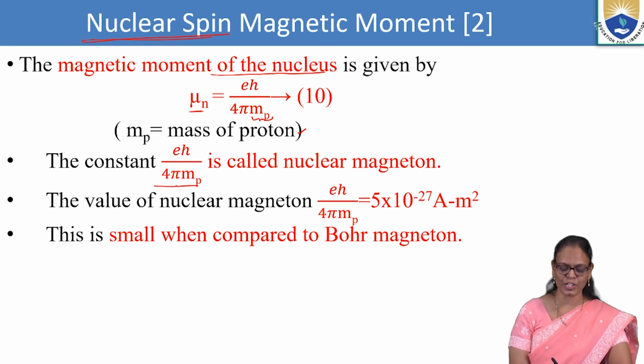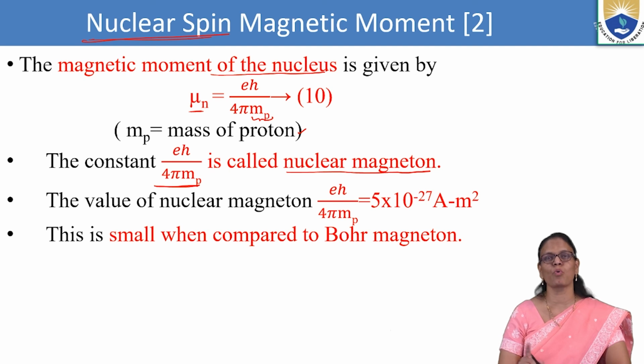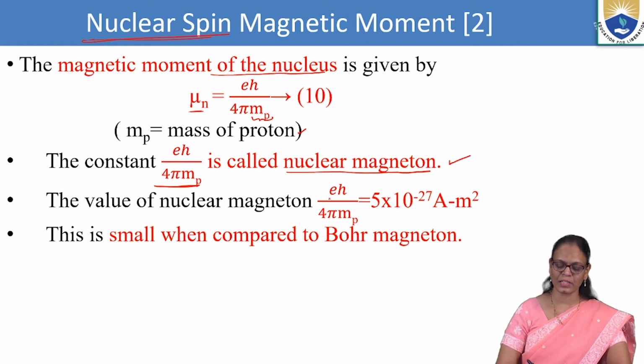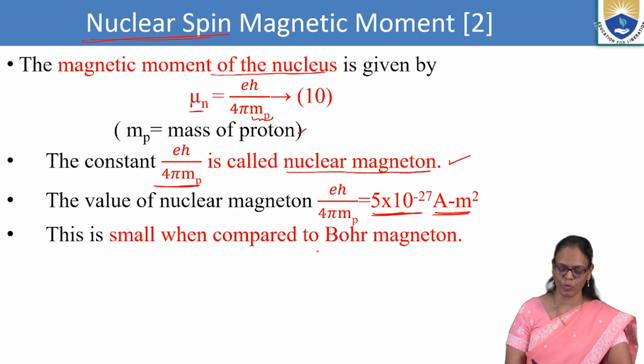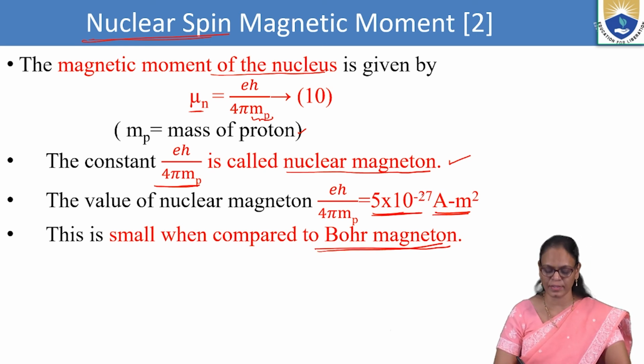So this constant eh by 4 pi mp is called the nuclear magneton. For the electron, we have considered it as the Bohr magneton, and this is due to the nucleus. We are calling it the nuclear magneton, and this value is also constant, 5 into 10 power minus 27 ampere meter square. If you see this nuclear magneton, the value is much smaller when compared to the Bohr magneton. So the Bohr magneton is higher than the nuclear. So the contribution due to the Bohr magneton, or due to the electron orbital motion, is more when compared to the nuclear motion.